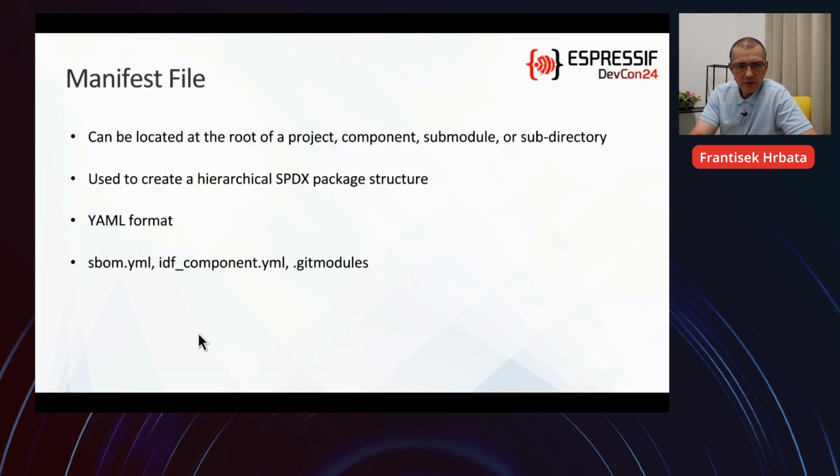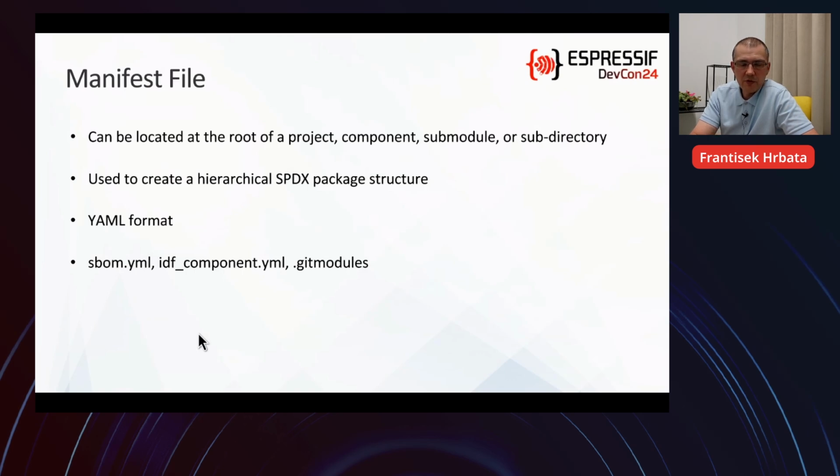A manifest file can be located at your root, at the project, or at any component level. It can be in some submodule, and it can be in any subdirectory of the submodule. If it's found there, the esp-idf-sbom tool will create an SPDX package for it, and it will be correctly linked into the hierarchy, into the supply chain, if you want.